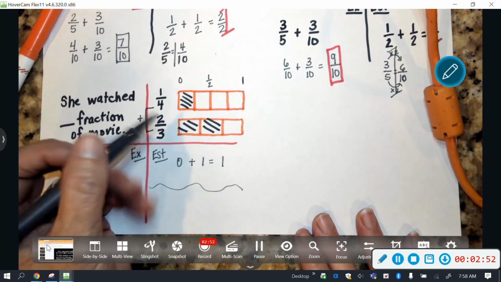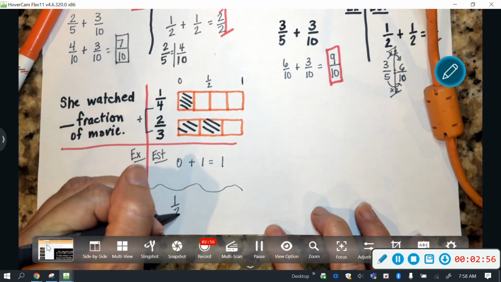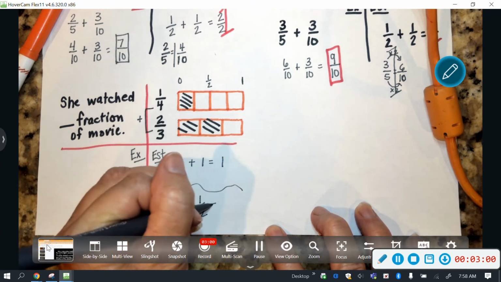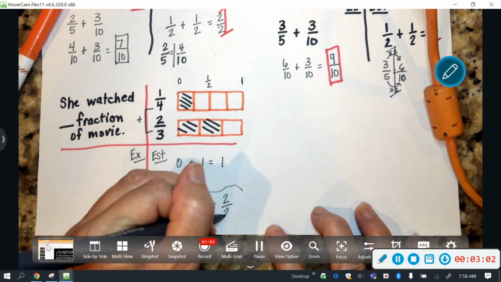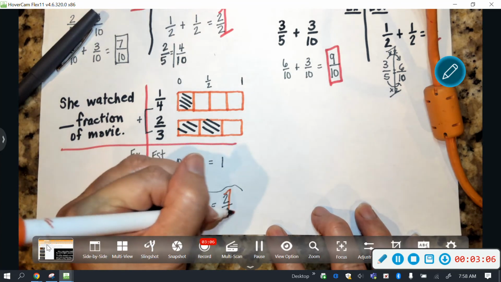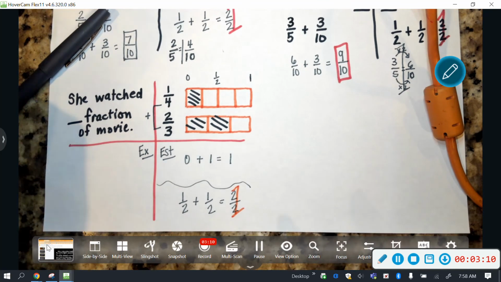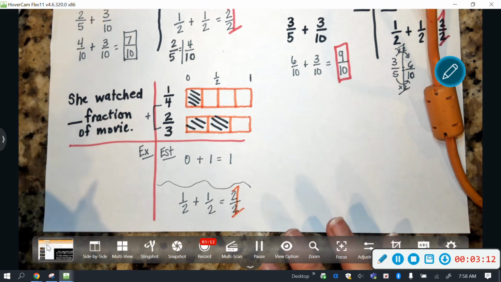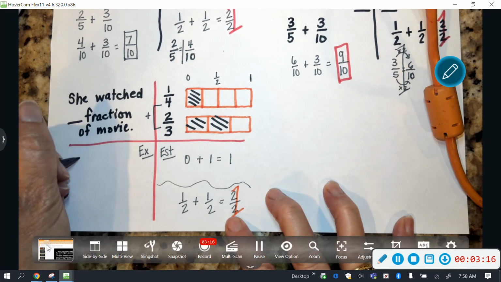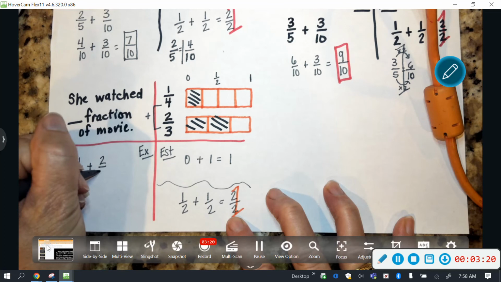Or some of you might see this as closer to half. This is pretty close to half, and that will give me 2 halves. Again, 2/2 is another name for 1 whole. Either way, my answer will probably be on its way to being a whole. Now I'm going to rewrite my fractions. 1/4 plus 2/3.